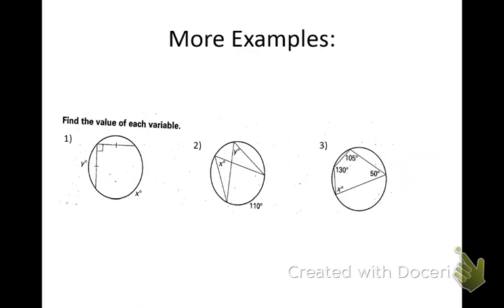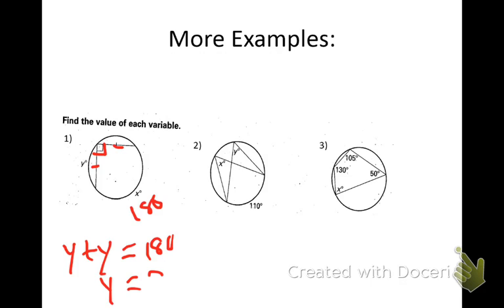Okay. So we have some more examples. Because of time, I'll just work through these quickly. So we've got here, this is a right angle, so that means that x would be 180. If x is 180, and these two chords are congruent, they're going to be equal to each other, so y plus y equals 180. That means y equals 90. Y would equal 90 degrees on number 1.